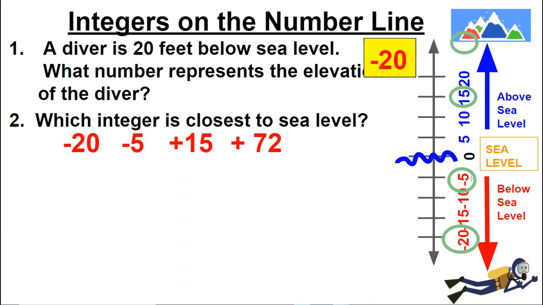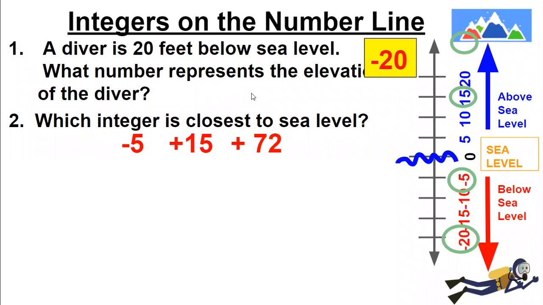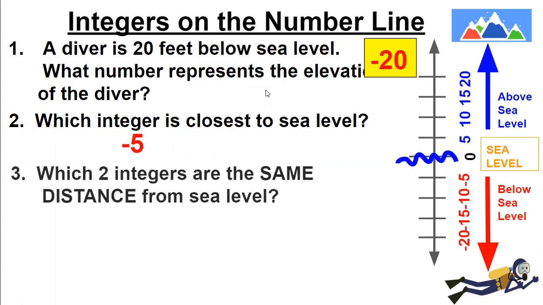Exactly. Negative 5 is the closest number to 0. So let's see if you got it. Take away the ones that are not the answer. So negative 5 is the closest number to sea level. Which 2 integers are the same distance from sea level? The same distance. Here are your choices. Which 2 integers are the same distance from sea level?